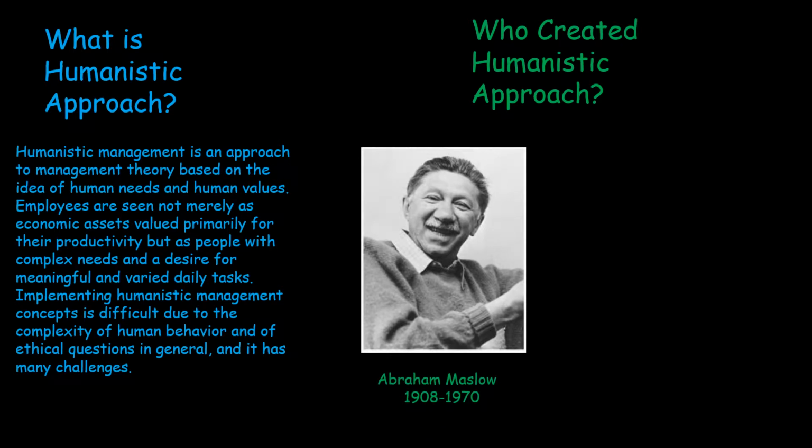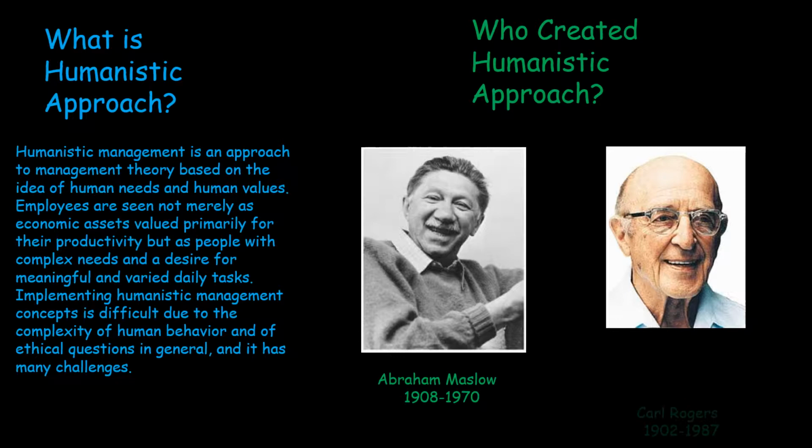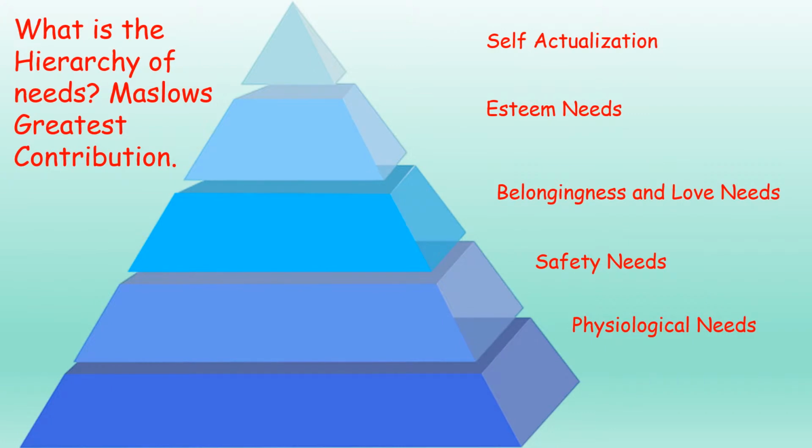Who created humanistic approach? Abraham Maslow, 1908 to 1970, and Carl Rogers, 1902 to 1987. This is the hierarchy of needs. This was Maslow's greatest contribution to psychology, and it's called the hierarchy of needs. In his quest to understand human motivation and the pursuit of happiness, he formulated a list of basic human needs that had to be fulfilled for maximum psychological health. Through his interviews and studies, he came to categorize a hierarchical list of needs that need to be fulfilled for increasing satisfaction.